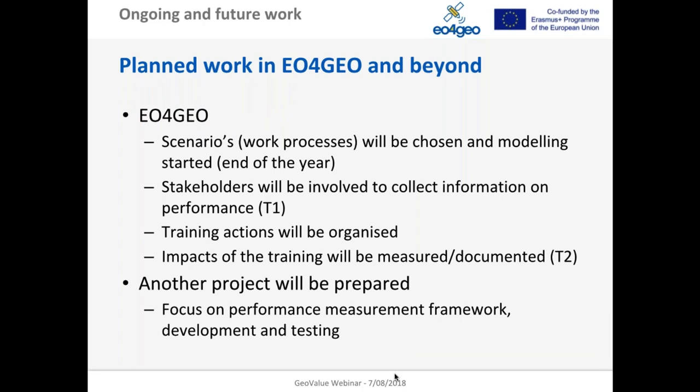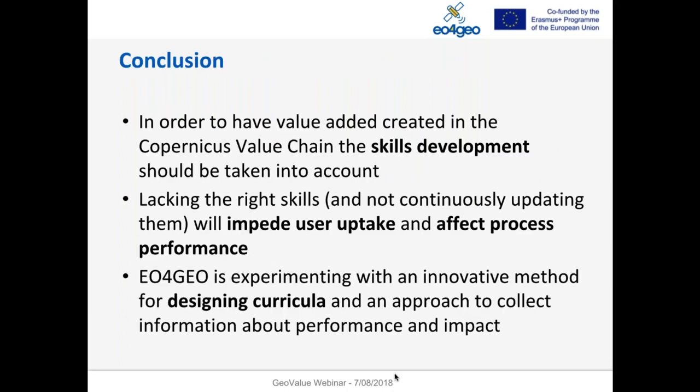So what is the planned work in the next couple of months? We are currently developing the scenarios, that's work in progress, and these will be chosen very shortly, and then modeling will start. Then, through the stakeholders, we will try to collect information on performance. The training actions will then be organized in different stages, and then we will go back and measure the impact by assessing how the processes develop and also how the long-term impact is evolving. That will then be measured and documented. And to do so, another project is also under preparation to focus more on a real performance measurement framework, and developing and testing that in that project. Next slide, and that's the last one.